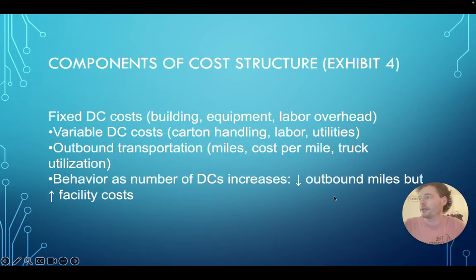All right. So here we see the components of the cost structure that were listed in Exhibit 4 of the case study. So as you can see, Dollar Tree's cost structure consists of three major components. That's the fixed DC cost, the variable handling cost, and then the outbound transportation costs. So as we add more distribution centers, fixed facility costs rise due to buildings and equipment. However, transportation costs per store fall because average distances to the stores will decrease. So the challenge is balancing these opposing cost behaviors to minimize the total supply chain cost.